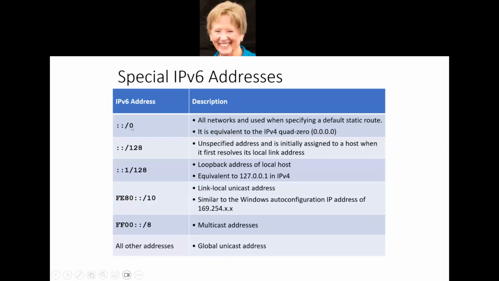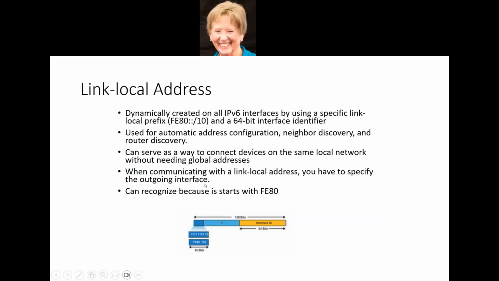Some special IPv6 addresses. This is a default static route, which we'll talk about later. Mostly I want to point out again about that link local unicast. You've all seen the Microsoft 169 address when you can't get an IP address from the DHCP server. Basically, it's the same thing. 169 address would work on a LAN. So it's similar to that Windows auto configuration. FF something is multicast.